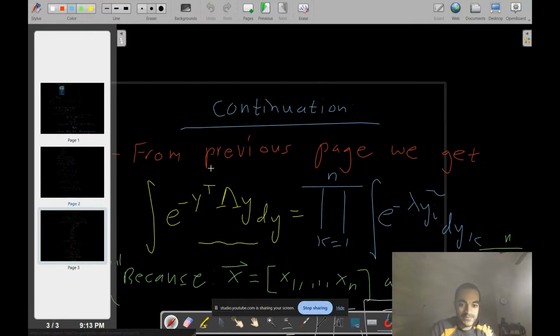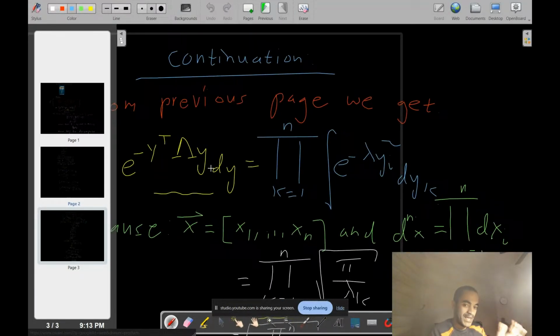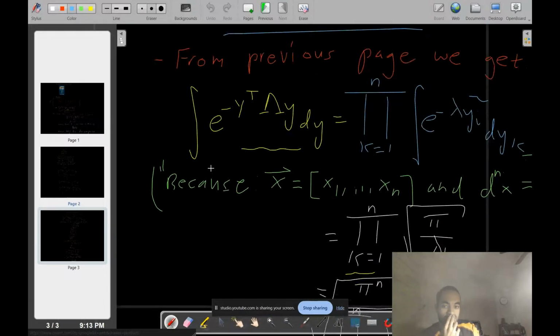So from the previous page, we had the integral of e to negative y transpose lambda y dy. I replaced it with a capital pi product, because you have n or k amounts of Gaussian integrals. So we have e to negative lambda y_i squared, and then dy_k. Any questions on that?